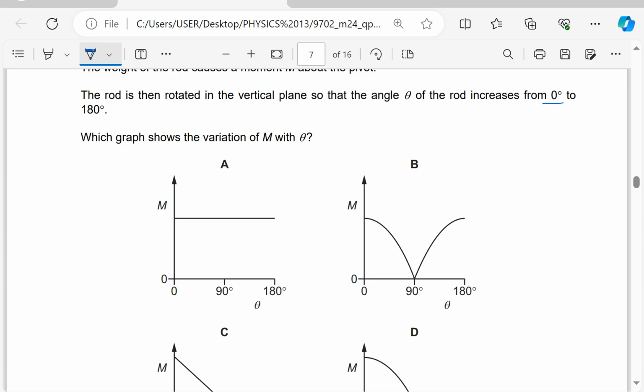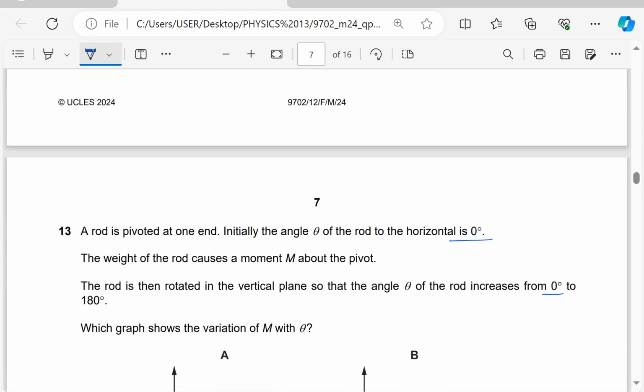Okay, I'll just try to sketch a diagram here for us to understand this. Let this be the pivot, and we are going to put this as the rod, pivoted at one end. Of course, its weight acts at the center, and its weight is W. Let's say the distance between the center and the pivot is D.